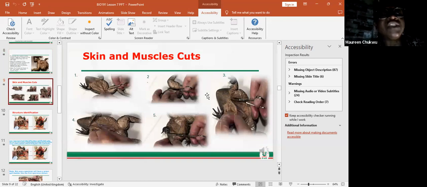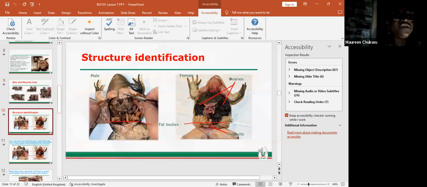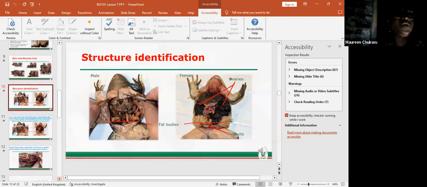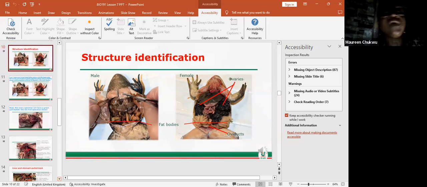You see the incision you make: cut from below the abdomen across, straight up to the neck region and across, opening up the internal structures. This is what you will see. Then you identify the structures. For male, this is what you see there. For females, females have ovaries and also more fat than the males, including the oviduct. Let's pick them one by one.